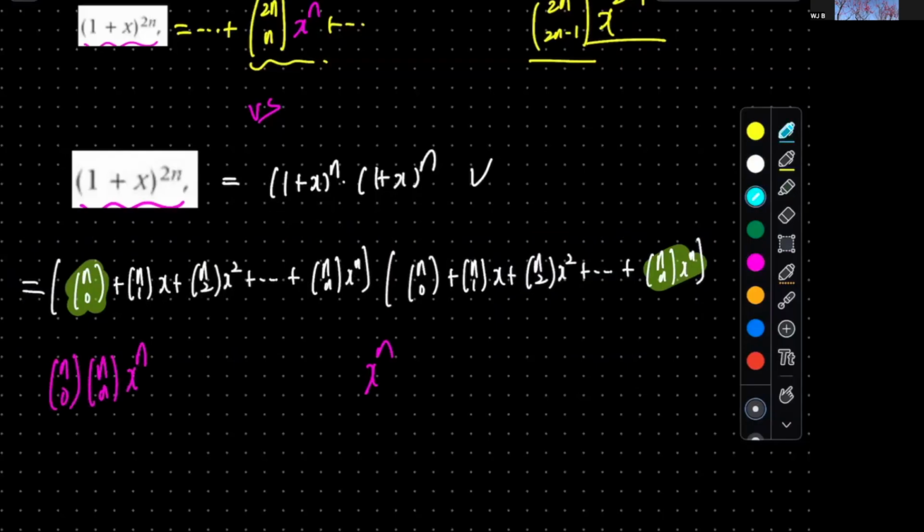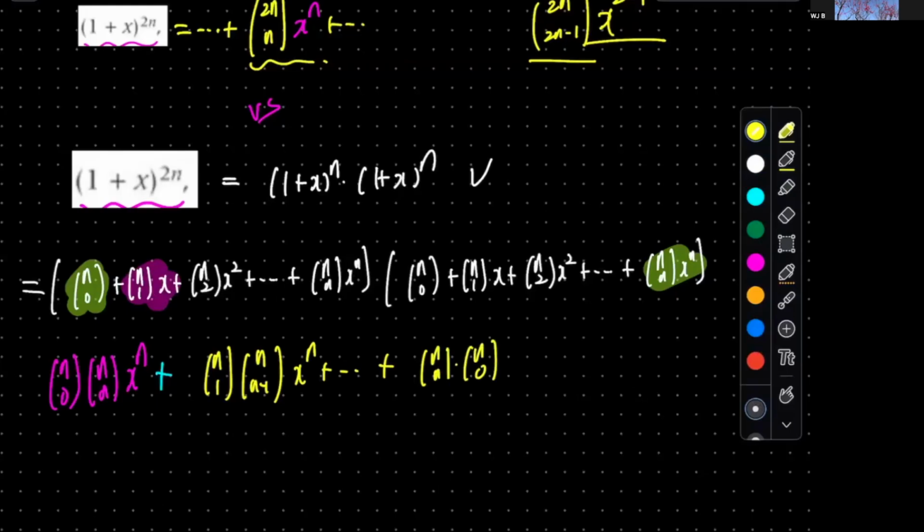Very good. Plus, what about this term here? n choose 1 times x should be paired with which term in the second expansion? Yes, n minus 1. Very good. So I have n choose 1 times n choose n minus 1, and it's going to have the same term of x to the power of n. And we can continue on and on up to n choose n times n choose 0, x to the power of n.